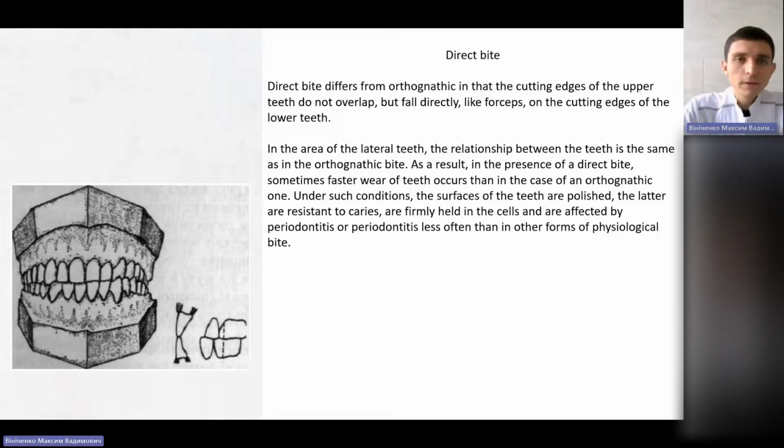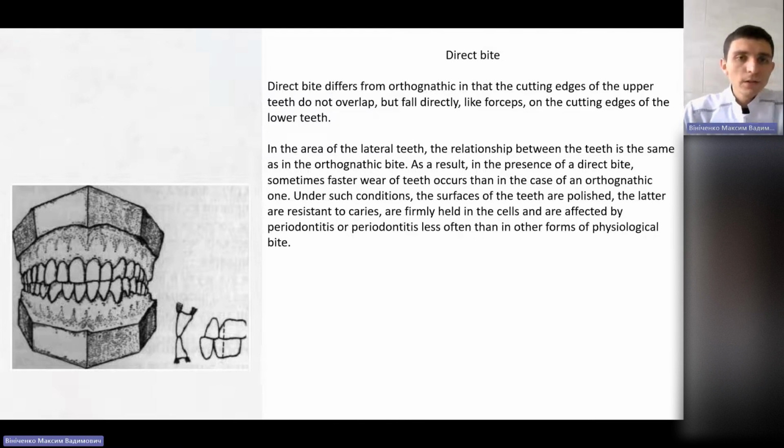So direct bite differs from orthognathic in that the cutting edges of the upper teeth do not overlap but fall directly, like forceps, on the cutting edge of the lower teeth. As you could see, the upper teeth do not overlap the lower teeth. So there is no overbite. We call this overbite. The overbite is 0 millimeters.